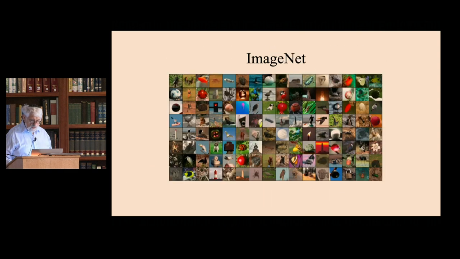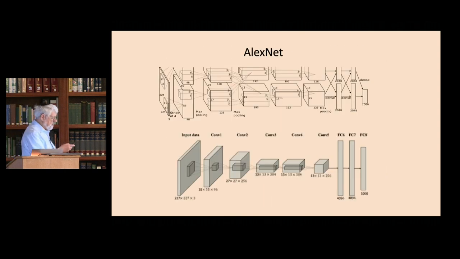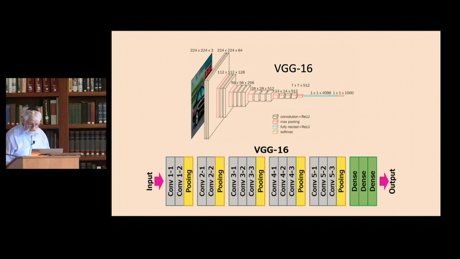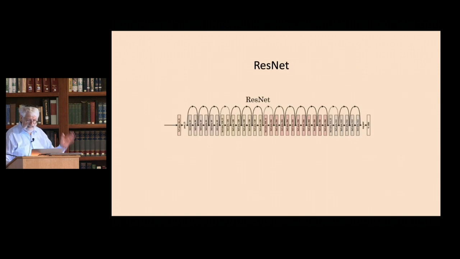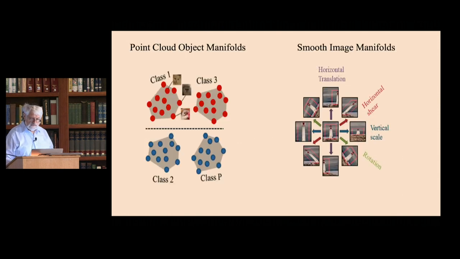Okay, the correlations which I skipped. So let's look at how it does for ImageNet. These are examples: AlexNet, VGG, and ResNet. We played with many of those.